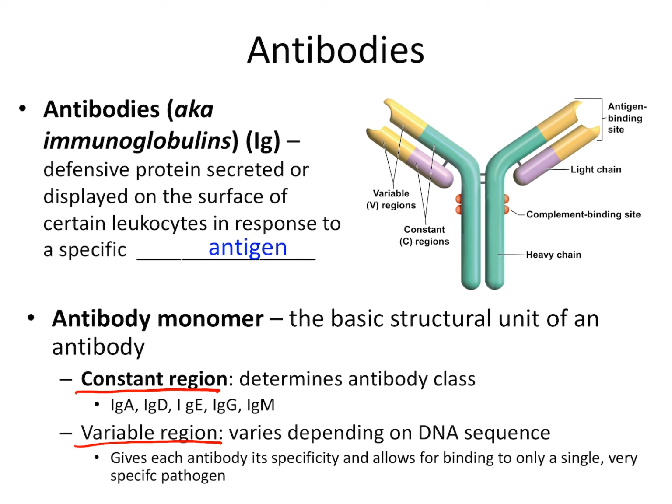The variable region, on the other hand, is going to form this antigen binding site, and it's ultimately going to be unique to each antibody. And so this uniqueness is going to come from shuffling of the DNA during B cell maturation and development. So very interesting kind of side note, but ultimately it's going to come from the genetics of that particular cell that's producing the antibodies, and it's going to bind to only one specific pathogen, or one specific epitope, I should say.